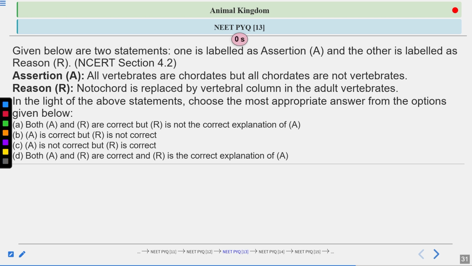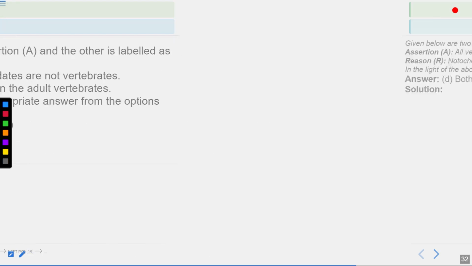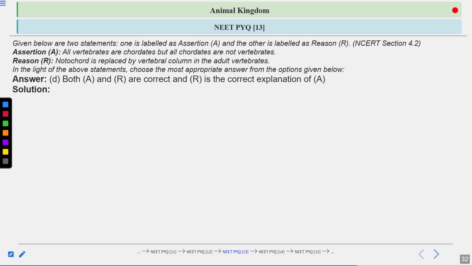Let us move to the answer part of this question. So this was our question. Given below are two statements. One is labeled as assertion and the second as a reason. All vertebrates are chordates, but all chordates are not vertebrates. Notochord is replaced by the vertebral column in the adult vertebrates. So both assertion and reason are correct and the reason is the correct explanation of the assertion. So option D is correct.